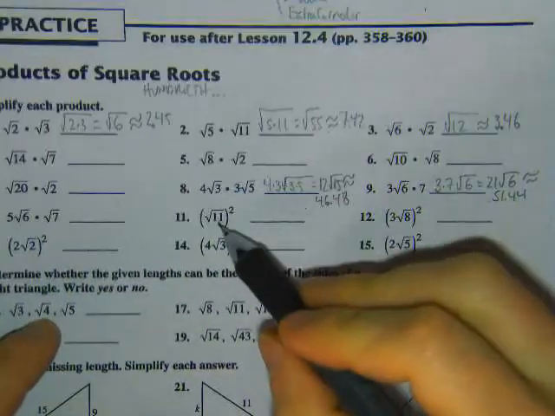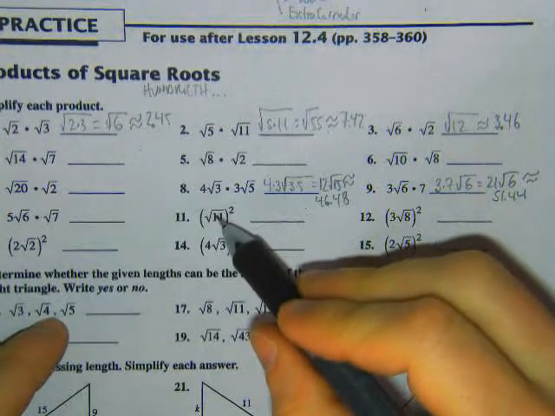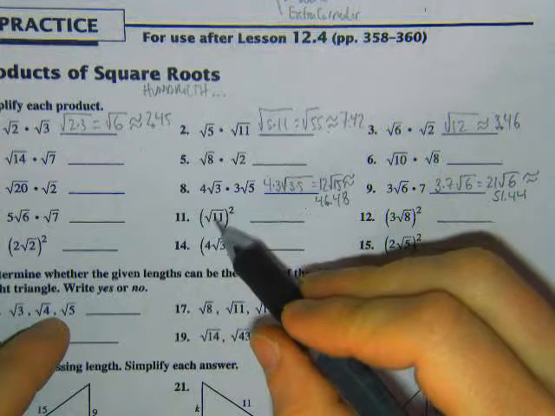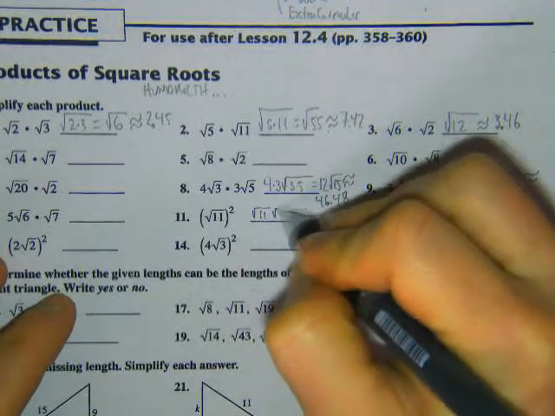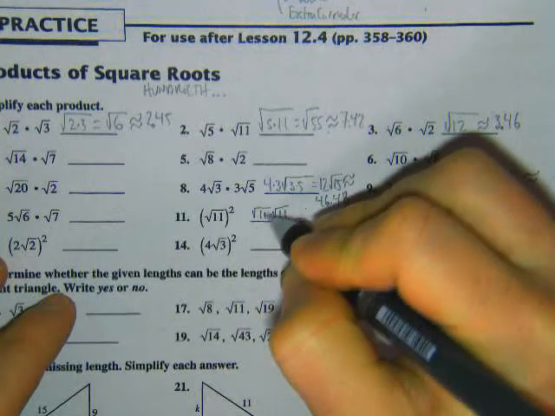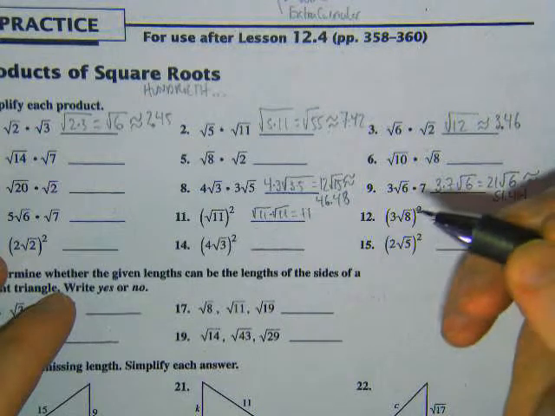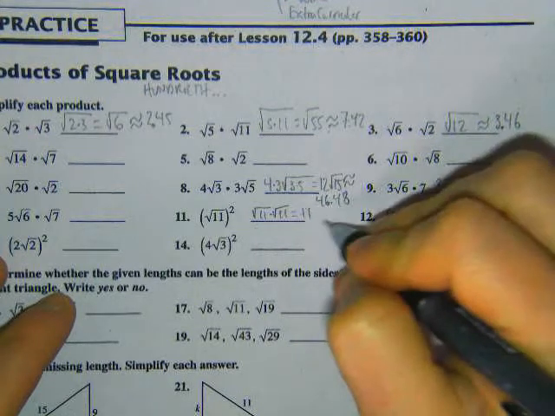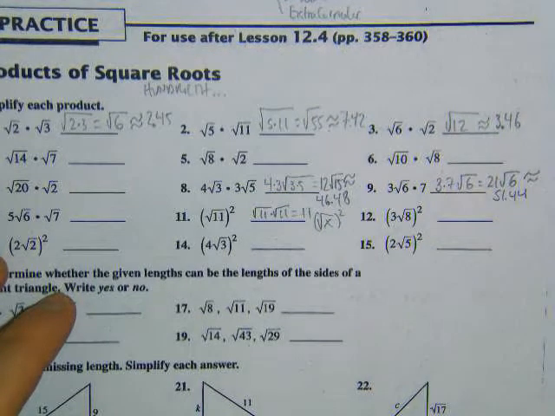Square root of 11 squared. These are inverse operations, so they just undo each other. So, the way you can think about it, root 11 times root 11, that just goes away, and you just have 11. So in general, if you got square root of x squared, it's just x.